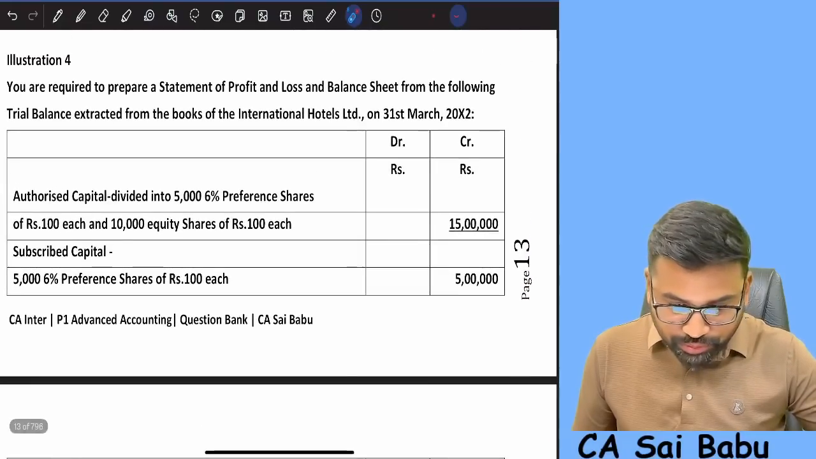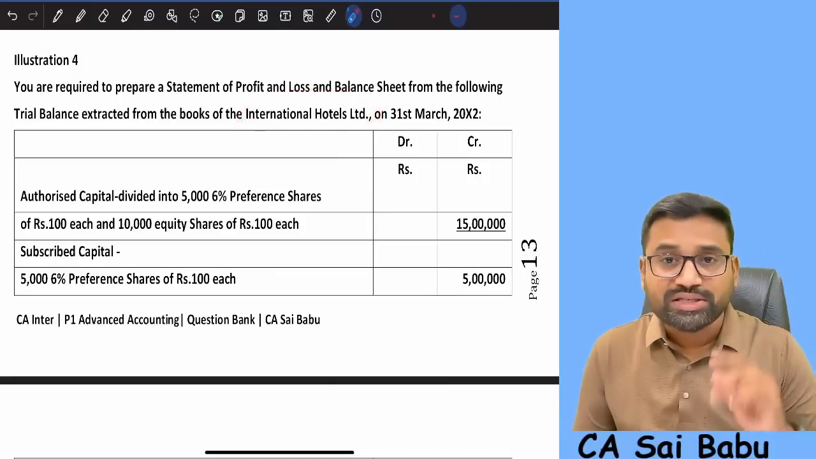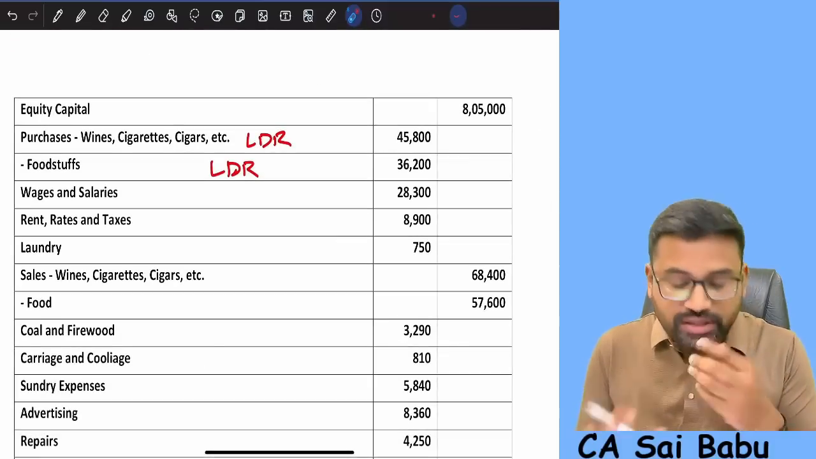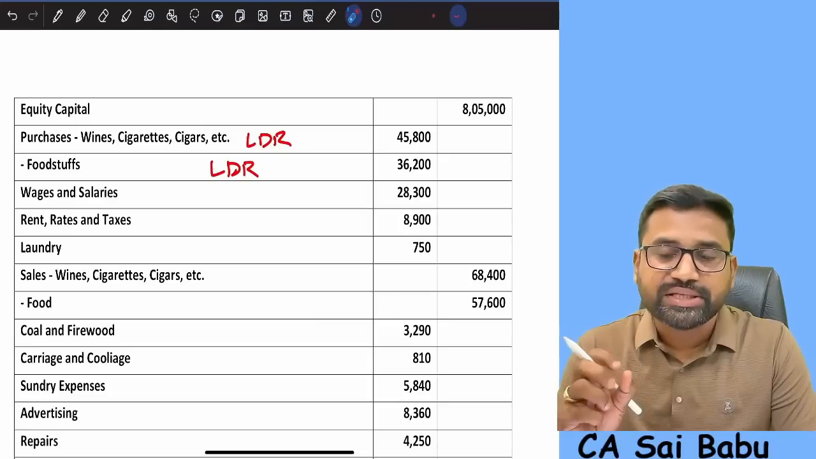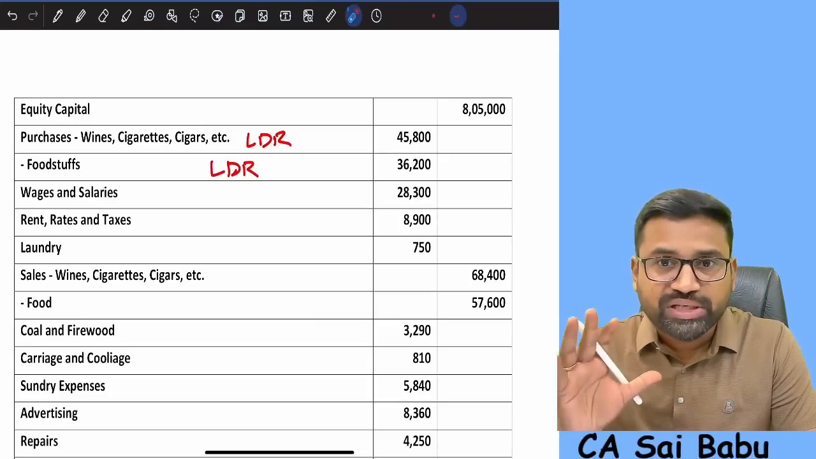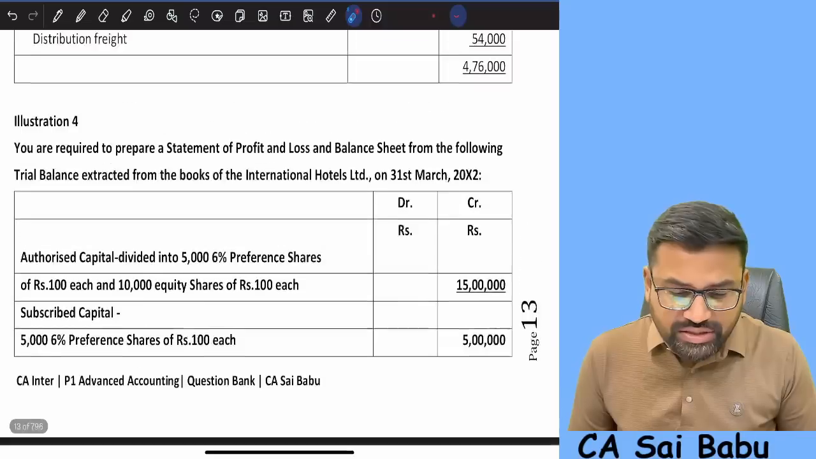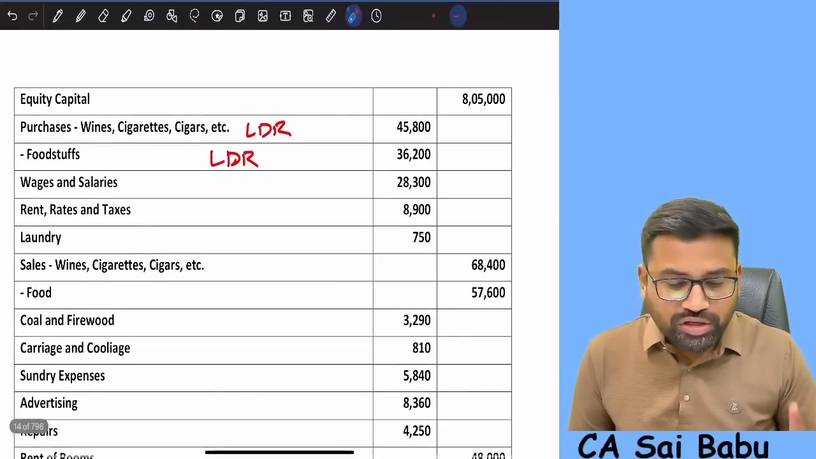Next, coming to problem number 4, illustration number 4, International Hotels Limited. See, in this question, sometimes when you are preparing the financial statement, you need to see the nature of business also. Now, for a hotel, in this question, the main adjustment is what? Inventory adjustment. Now, think from the hotel point of view.